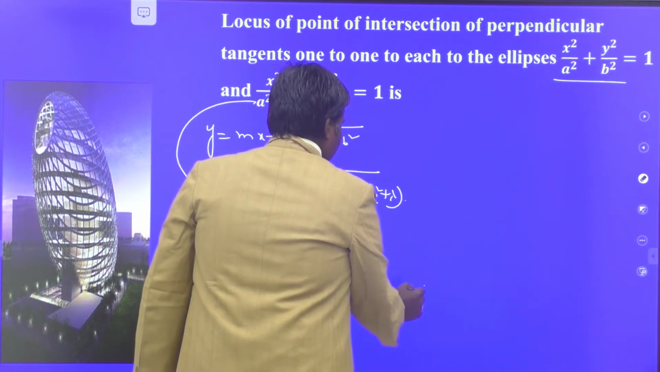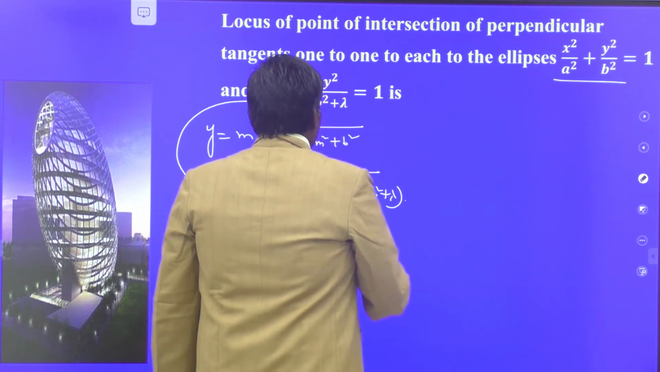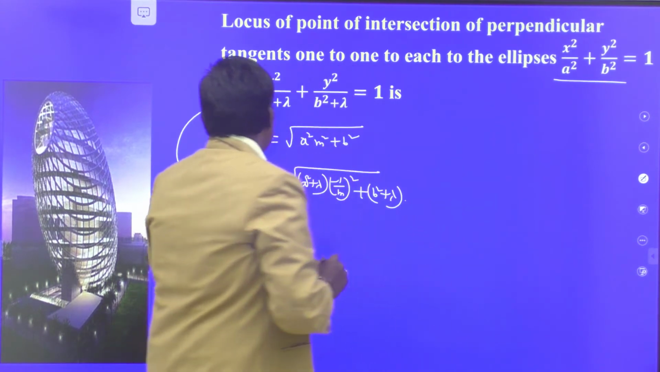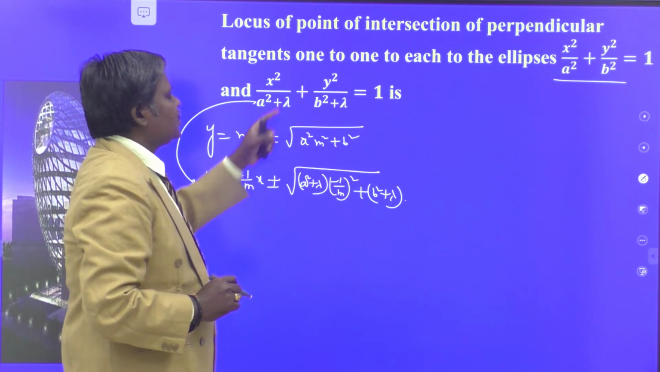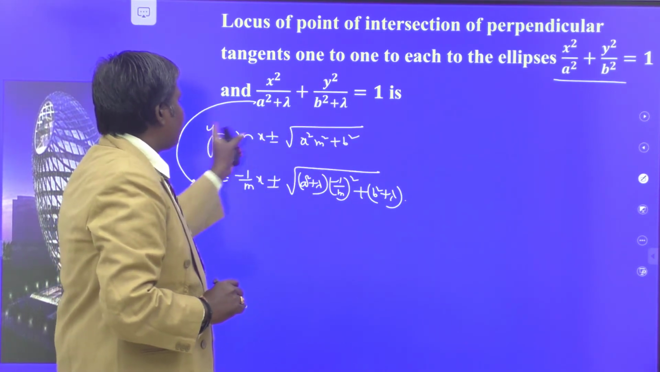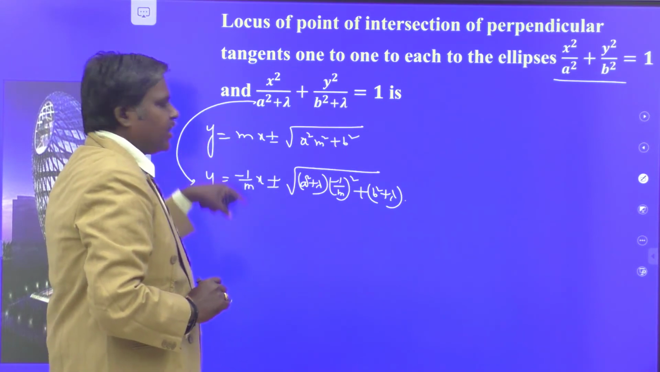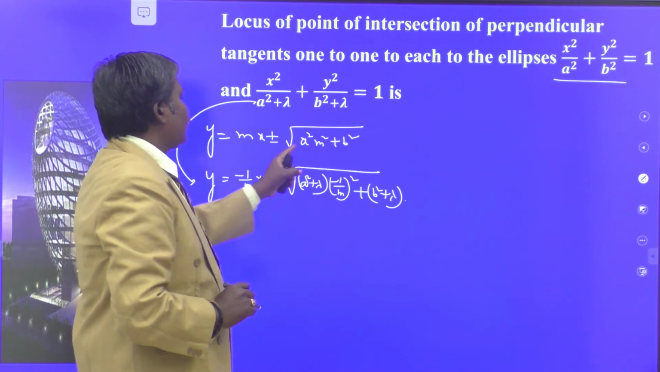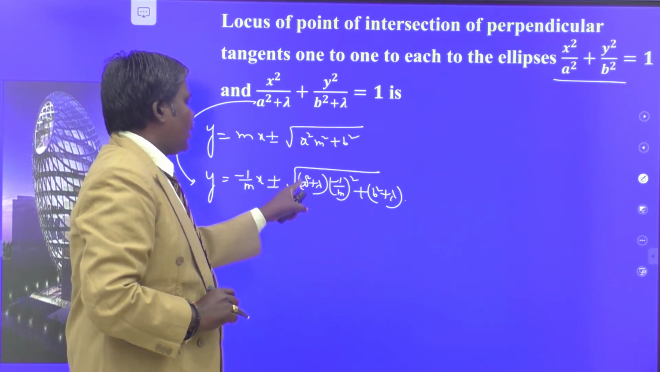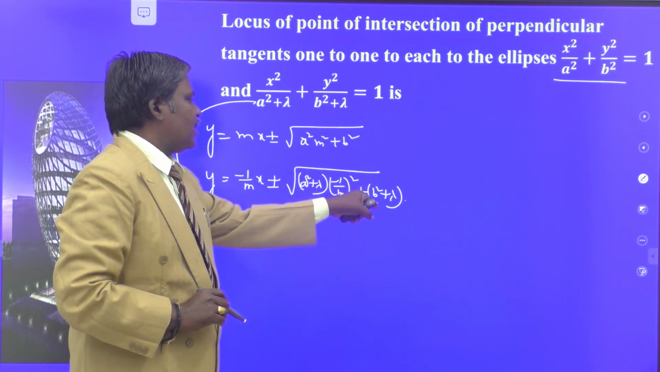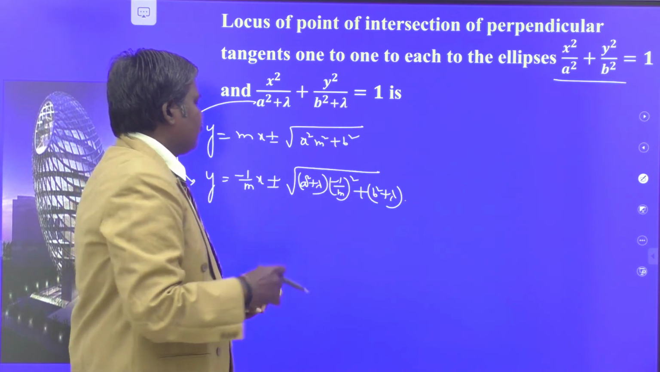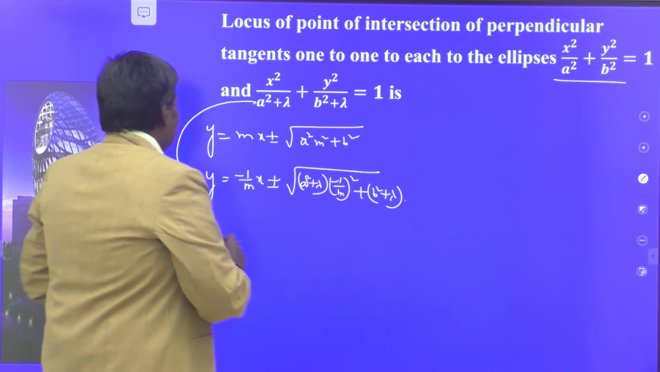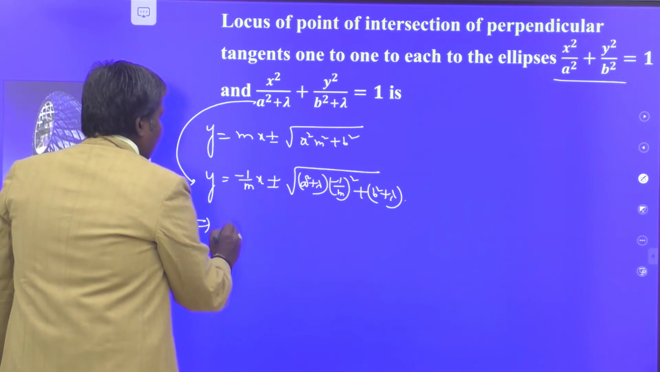Okay. Now, this is the tangent to this ellipse that is perpendicular to this one, because the product of slopes is minus 1. I maintained it in this manner. Also, instead of a square, I have written a square plus lambda, and instead of b square, we write b square plus lambda. So, can we simplify this one or not?